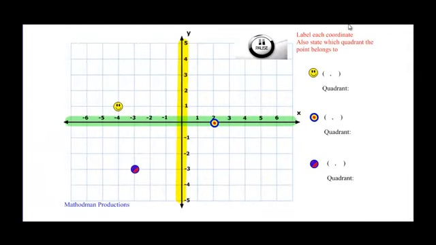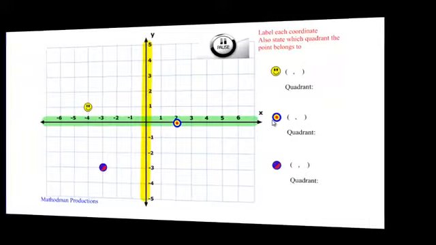For now, try out 3 questions below. I want you to label each coordinate, so there's 3, and also state which quadrant each point belongs in. Just pause the video, and when you are done, your answers will appear right in front of you.